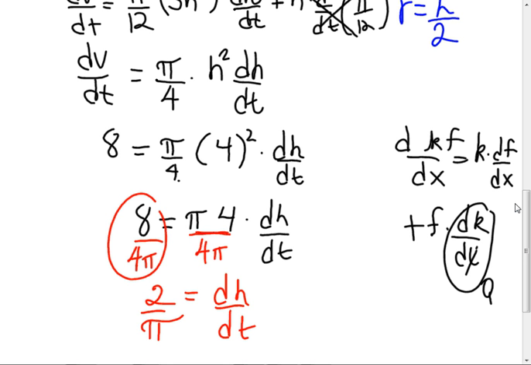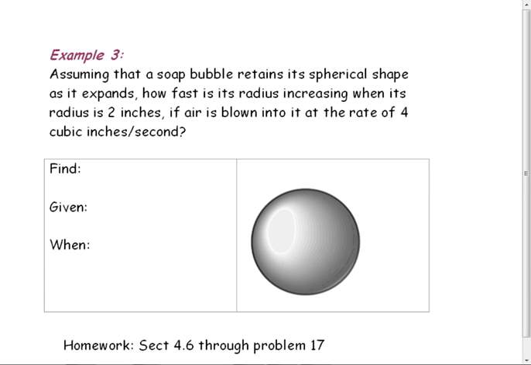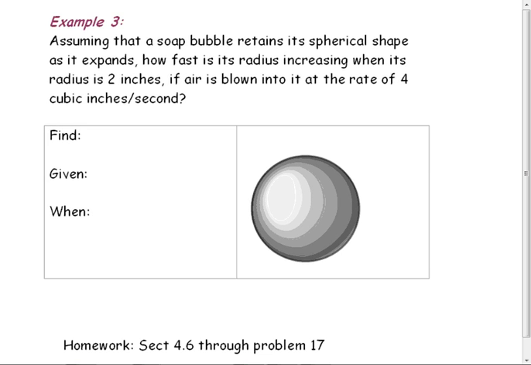Okay, ready? I think I got another one. Yeah. One more. Why don't you guys try this one? Assuming that a soap bubble retains its spherical shape as it expands, doubt it does, how fast is the radius increasing when the radius is 2 inches? Air is being blown into it at a rate of 4 cubic inches per second. There's a hint with the units. A soap bubble. So you're going to have to look at what? Cubic inches. Volume. Does anybody know the volume of a sphere?